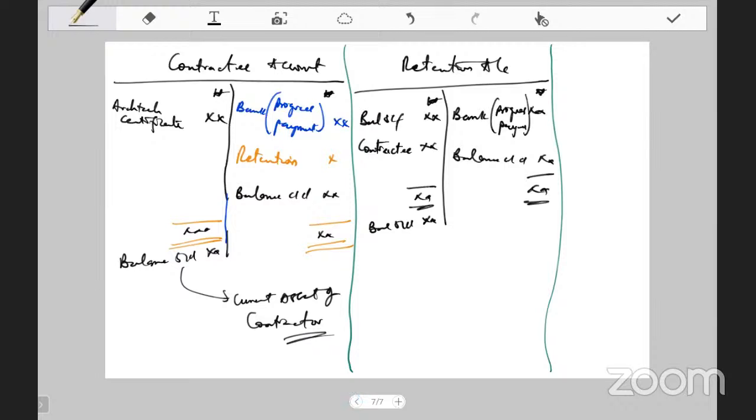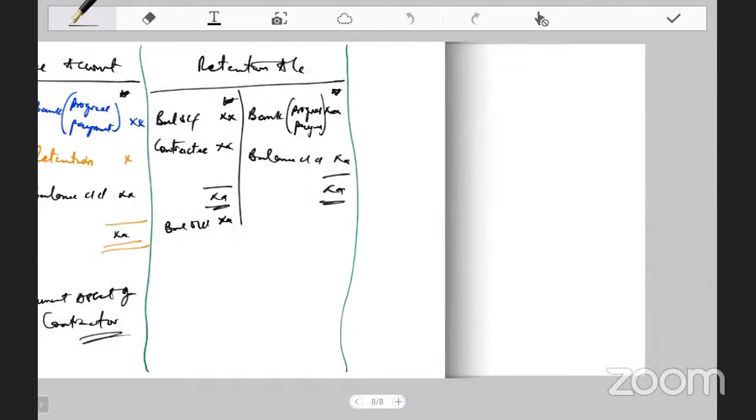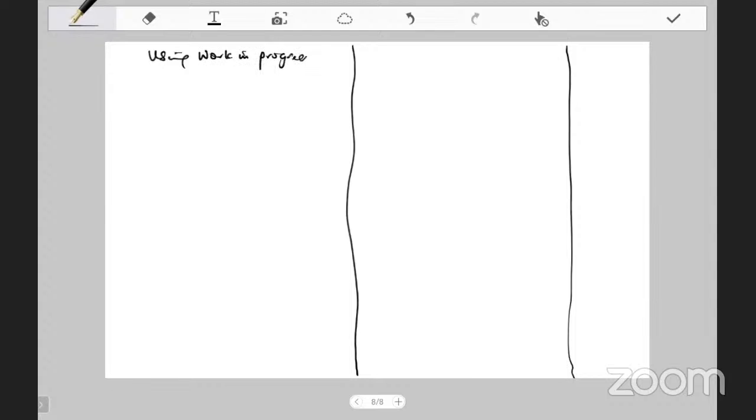So what we have done now is what we call the contractor's account using the architect method. And now, if you are using the other method, which we refer to as work in progress, please note that work in progress has a similar treatment to the way we have done earlier. The only difference is that we take the work in progress. So let's have a contract account.